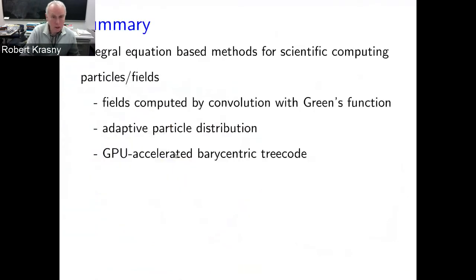So I'm telling you now a summary. I talked about integral equation-based methods for scientific computing. It's all about particles and fields. In this approach, the fields are computed by convolution with the Green's function. We use adaptive particle distributions to get good resolution. We use a GPU-accelerated barycentric tree code to make it efficient.